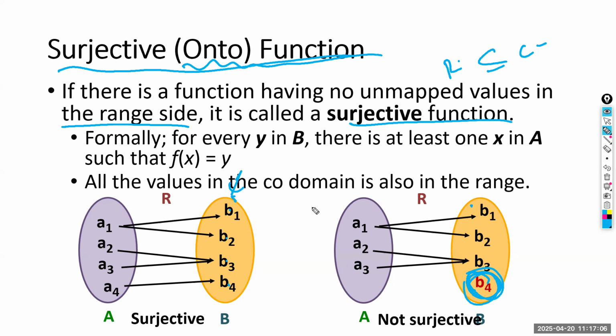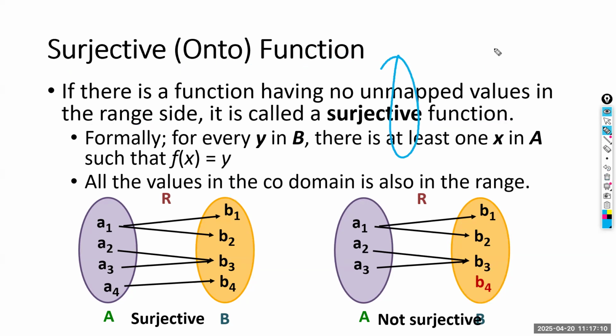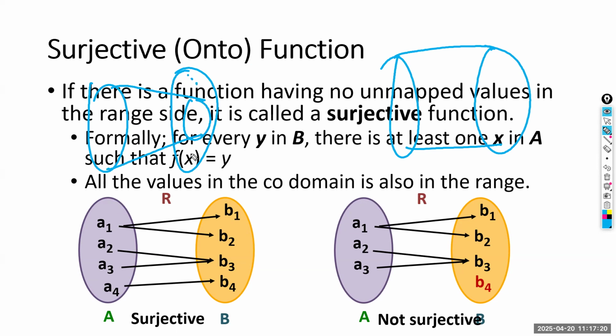But you only look at the range side. Sometimes we draw it like this. So this is onto function. And this is, because this is your codomain and this is your range inside the codomain. Here range is the same as codomain, so this is called onto function or surjective. And this is called into function, not surjective, because there are values in your codomain which are not in your range.